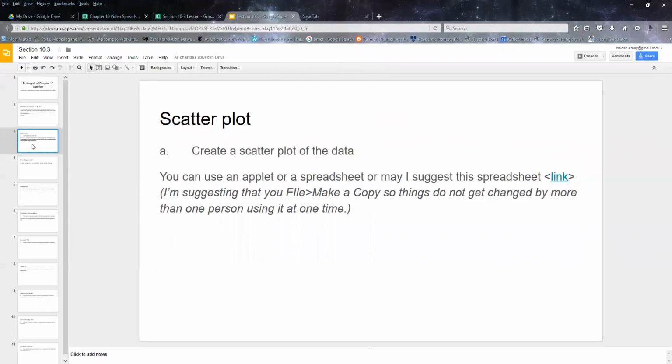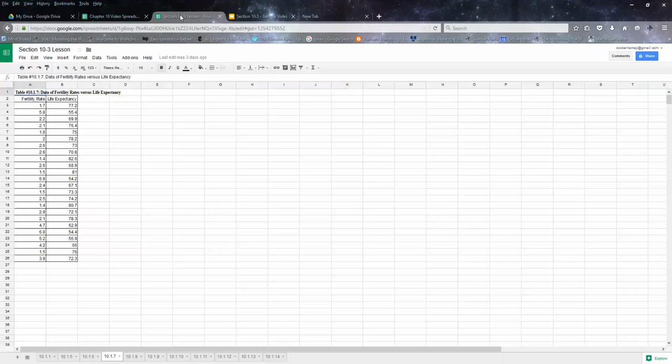Okay, so the first thing you always want to do when you're looking at this kind of relationship, two quantitative variables, and trying to see if there's some kind of predictive thing going on. Notice I'm not saying cause and effect, but we're trying to see if we can predict life expectancy from the fertility rate. So the first thing we'll do is make a scatter plot. So I've highlighted the data for this exercise, and I'm going to insert.